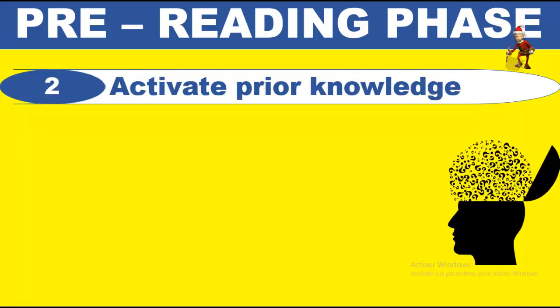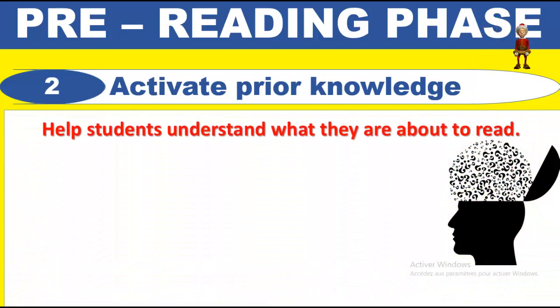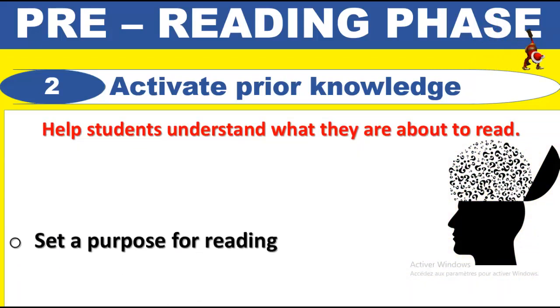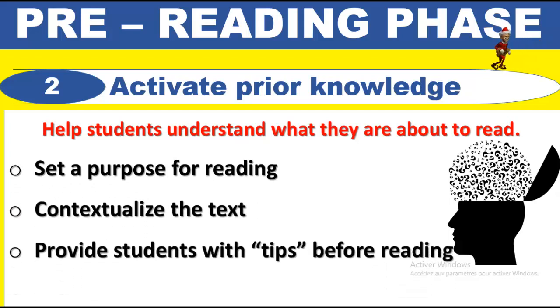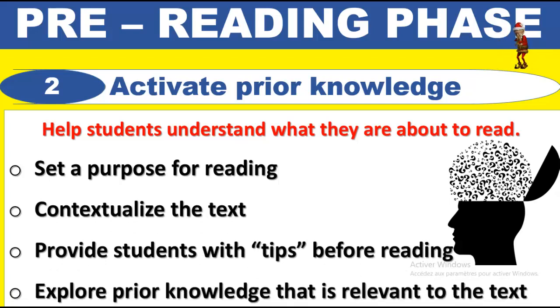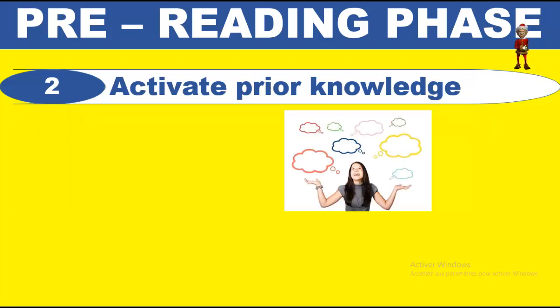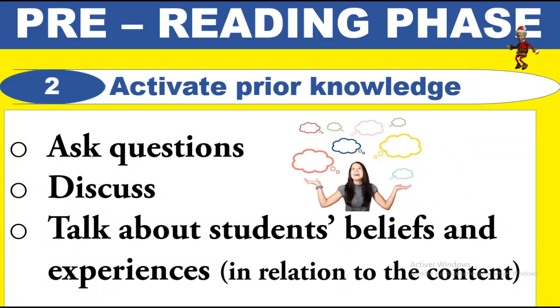After warming the students up, activate prior knowledge. Activate the schemata, meaning to help students understand what they are about to read, to set a purpose for reading, contextualize the text, provide students with tips before reading, and explore prior knowledge that is relevant to the text. So, activate students' background knowledge about the topic. To do so, you can ask questions, you can discuss or talk about students' beliefs and experiences in relation to the content.